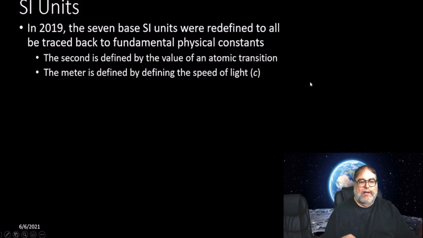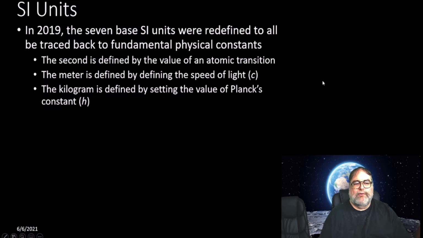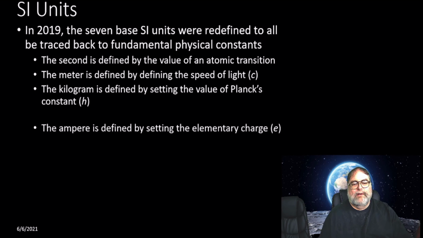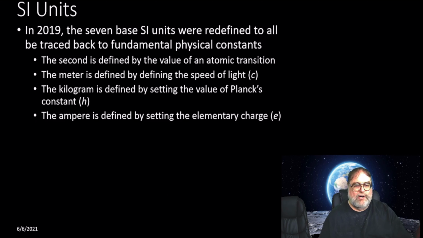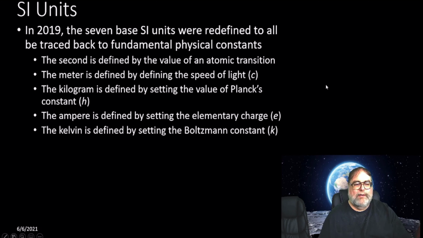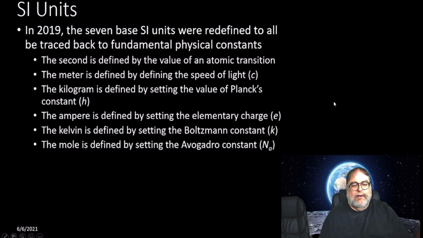Meter is defined by defining the speed of light. Say this is what the speed of light is. And then you can figure out the meter in terms of that speed, so how long it would take to go for 1 meter. Kilogram is defined by setting the value of Planck's constant. Amps is defined by defining the elementary charge, which is then the amp is defined as a certain number of elementary charge passing by a point per second. Kelvin is defined by setting the Boltzmann constant. And the mole is defined by setting Avogadro's constant, the number of things in a mole.